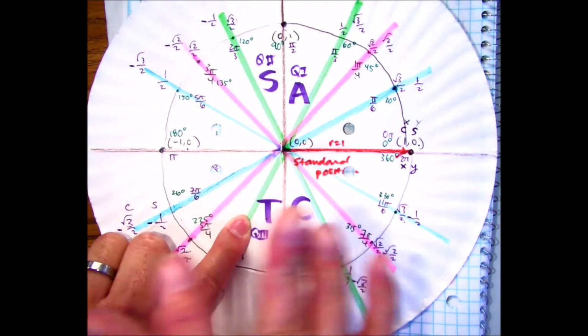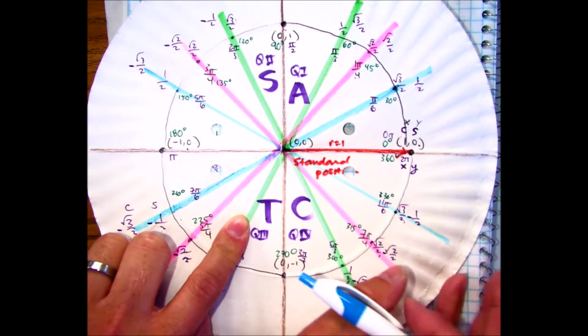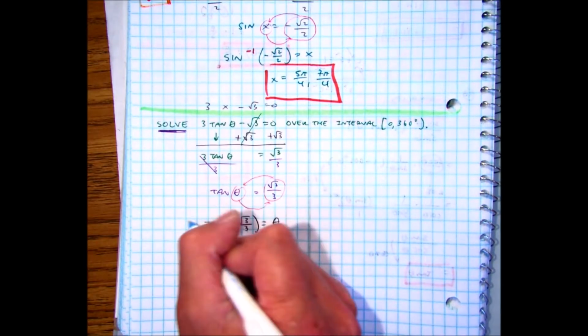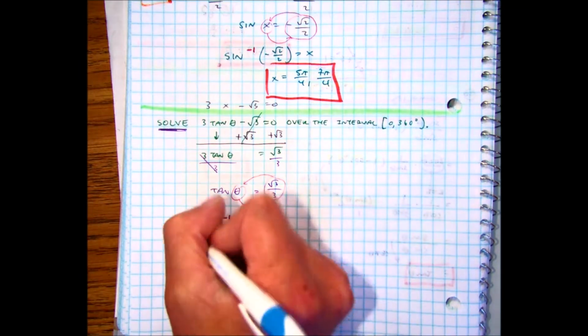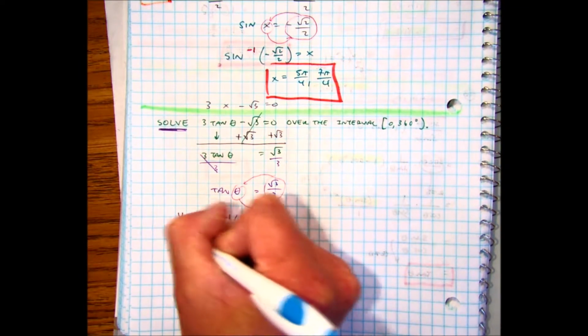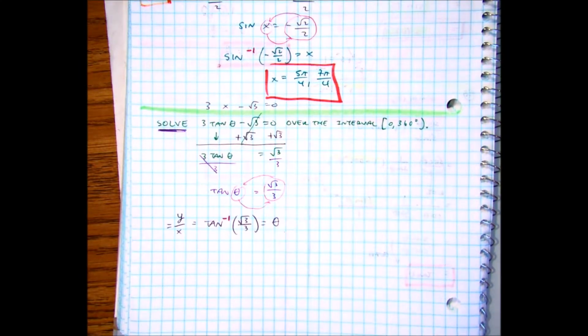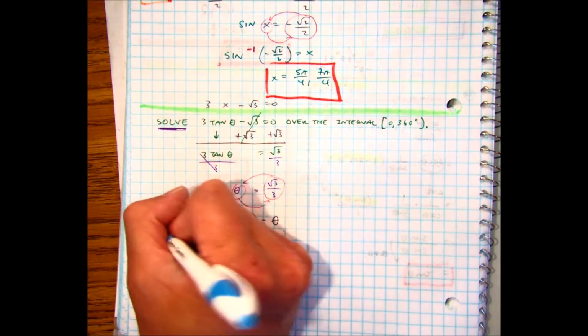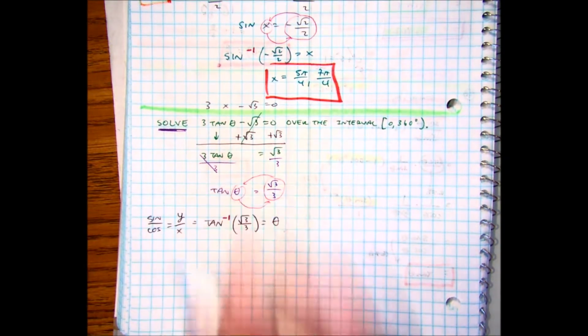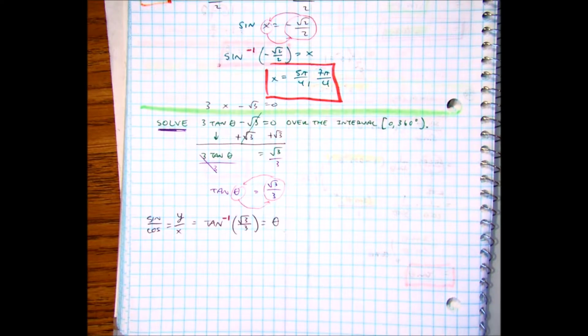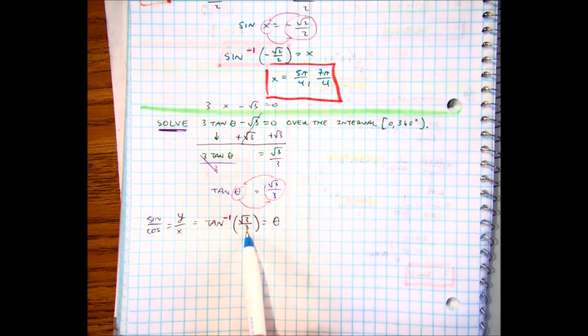Okay, now pay attention. Tangent is which two sides? Tangent is written in a couple of ways. Y over x, or quotient identity, sine over cosine. Okay. There is no 3 on the unit circle.